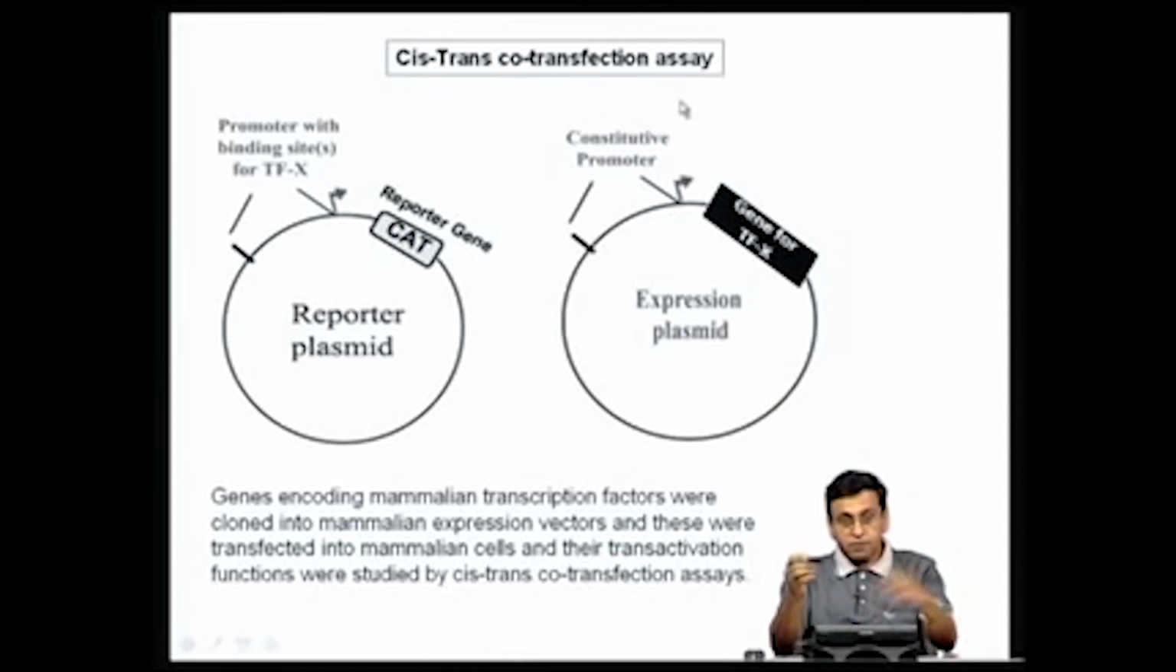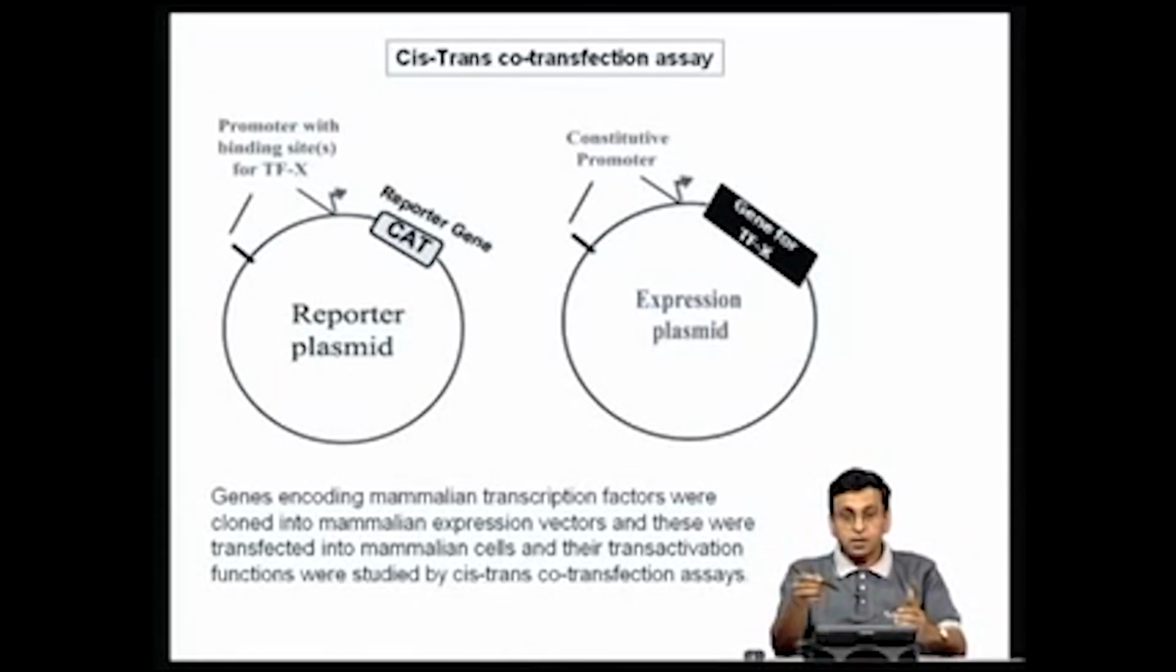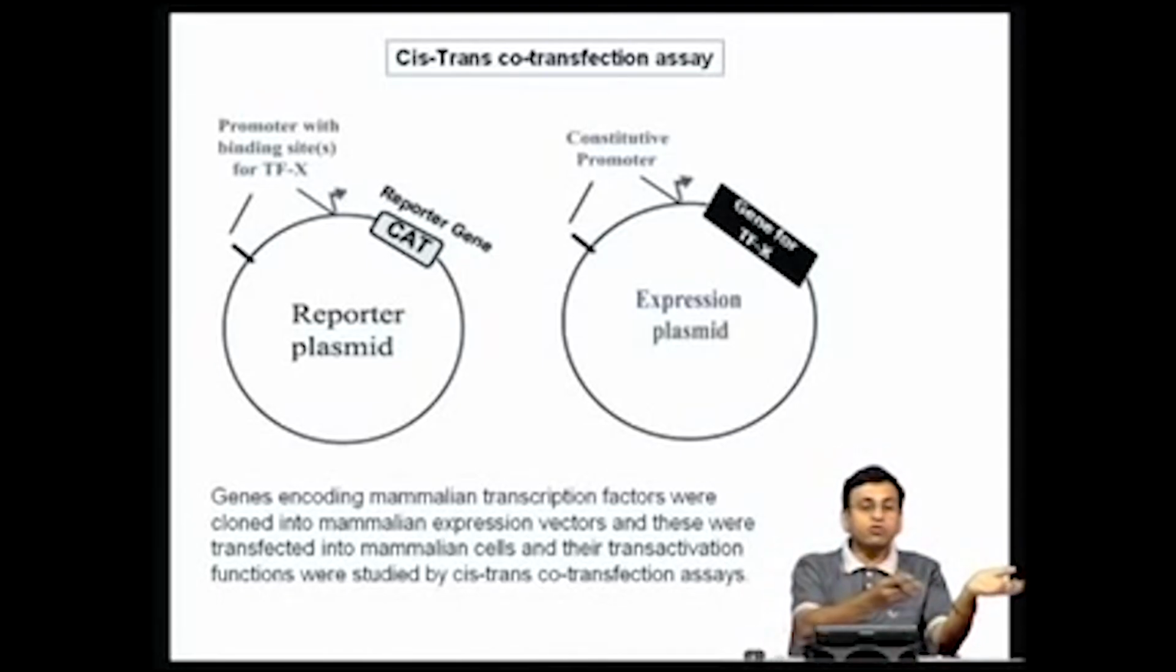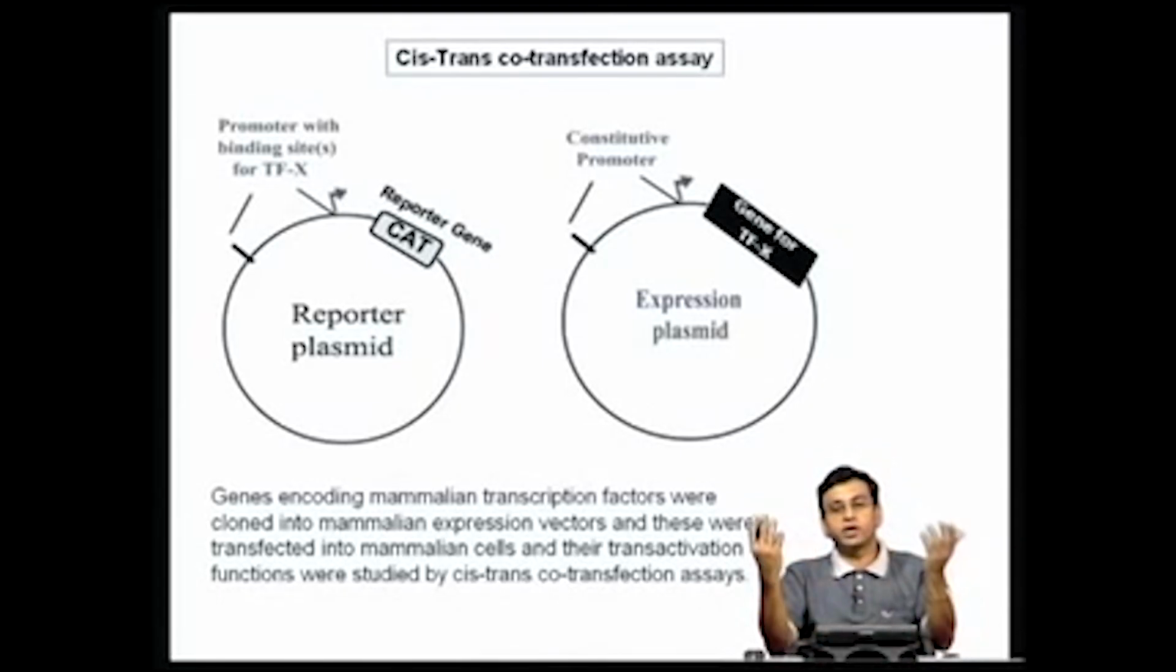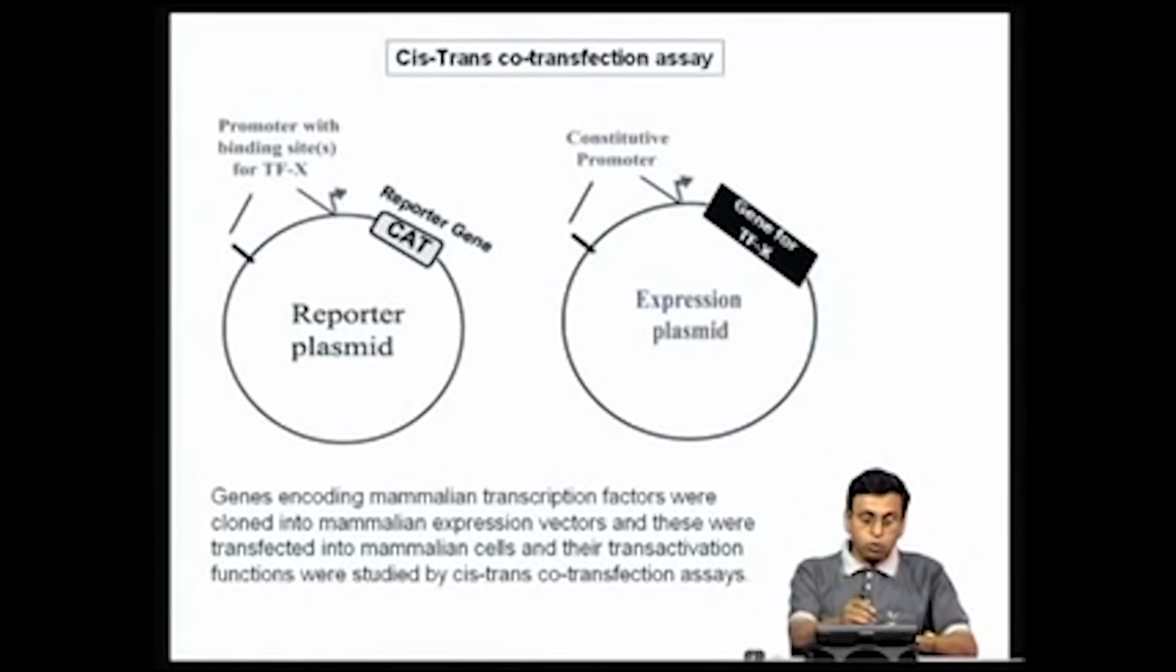What did you see in the previous experiment? I took the recombinant protein made in E. coli cells, put it in a cell-free system, and showed that this transcription factor can activate transcription from that particular promoter region. But in this case, I can also argue that you have only shown it in an in vitro system. You have not shown in vivo that this gene actually codes for a transcription factor. So for that, I make two plasmids. One is called a reporter plasmid, another is called an expression plasmid.